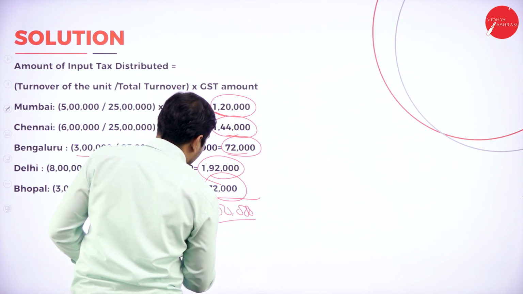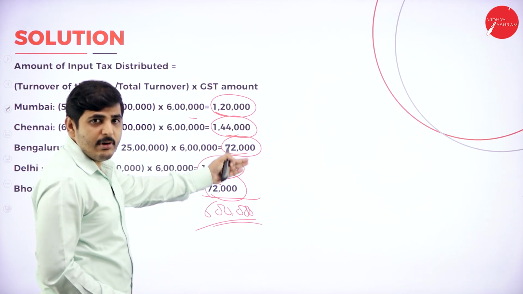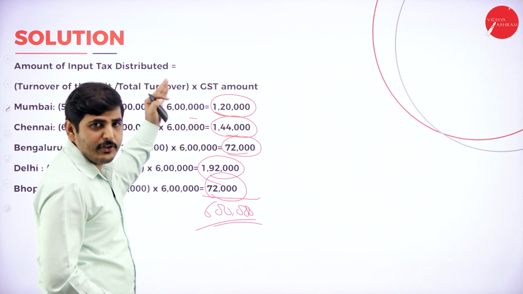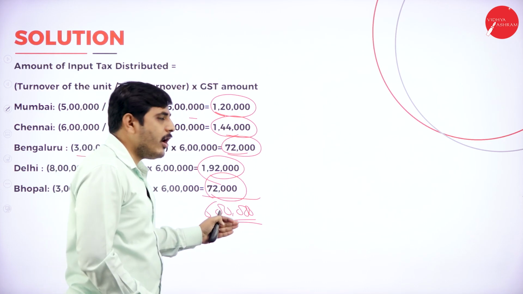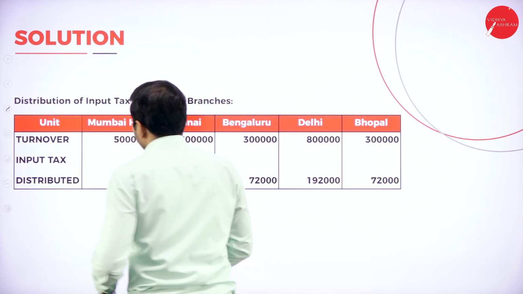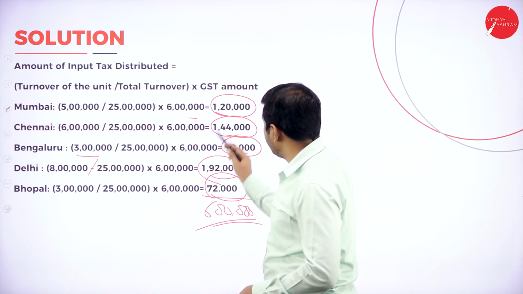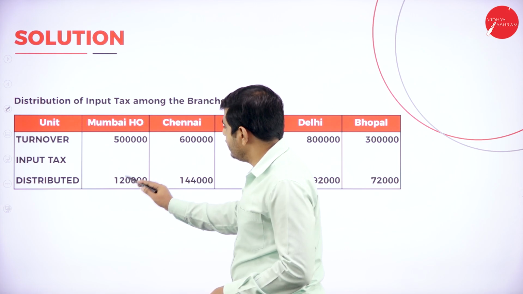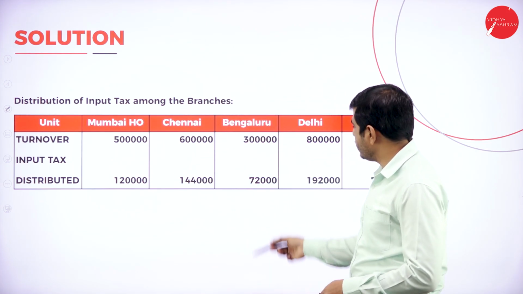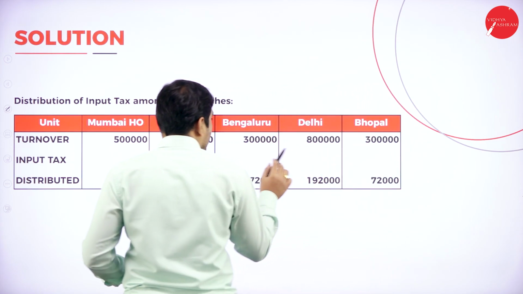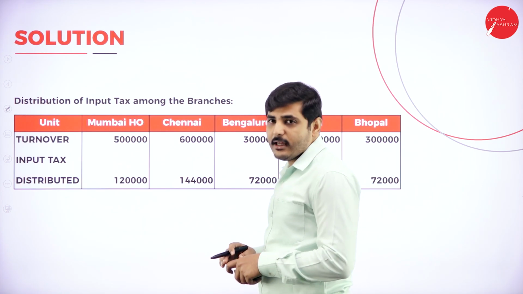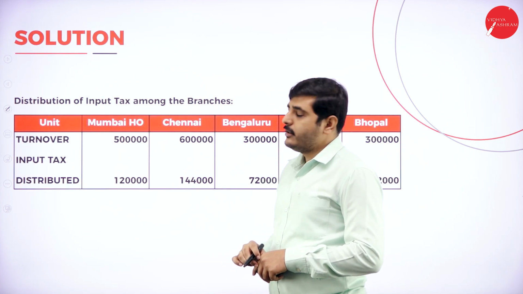Out of the 6 lakh credit available, we have distributed the credit available from the input tax authority. The input service distributor is distributing the credit to all the branches on the basis of turnover. So what is the distribution? For 5 lakh, the distribution is 1,20,000. For 6 lakh, it is 1,44,000. For 3 lakh, 72,000. For 8 lakh, 1,92,000. For 3 lakh, 72,000.